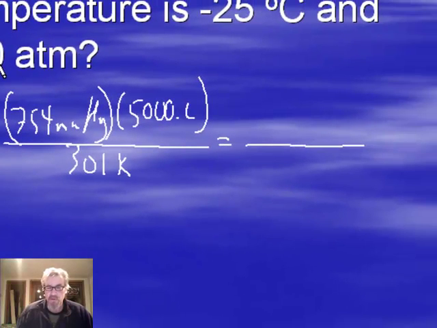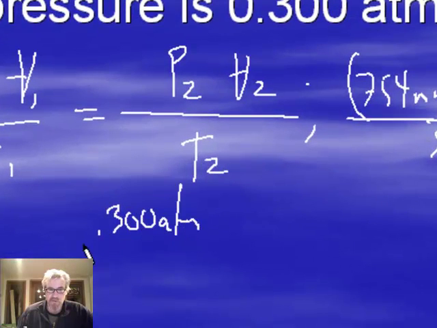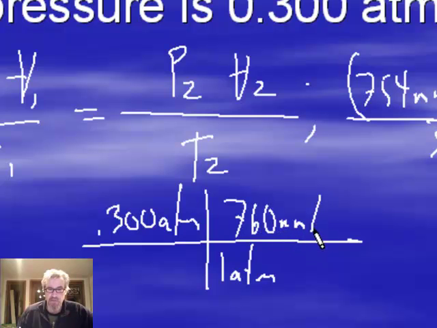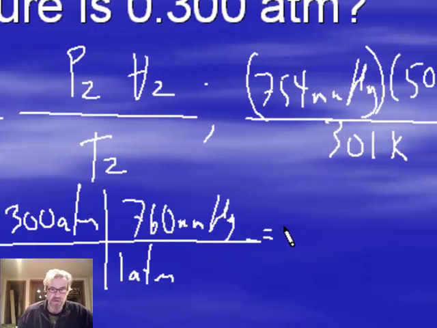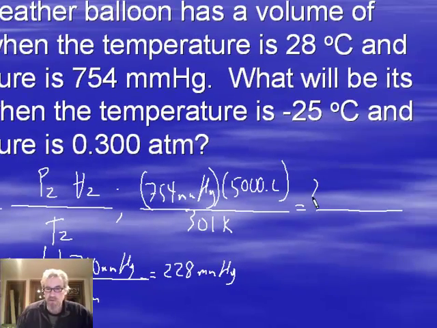P2 is 0.3 atmospheres. Now that's a problem, because I can't put 0.3 atmospheres in here and expect my units to cancel, because my other pressure is in millimeters of mercury. So I'm going to do a little conversion off to the side here. 0.300 atmospheres, I want to convert that into millimeters of mercury. Here's what I know. 1 atmosphere is 760 millimeters of mercury. So here's the conversion. 228 millimeters of mercury is 0.3 atmospheres. So that's what I'm going to put in here.